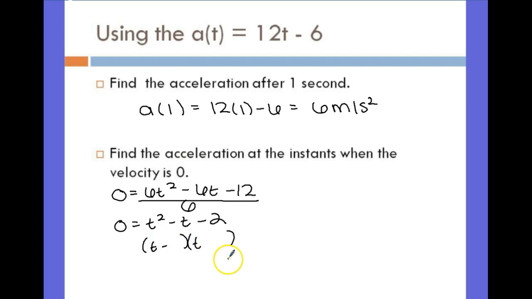So if you have a negative at the end, it means you have one negative and one positive factor. So you need something where the 2 is negative, and your middle term is negative. So my larger factor is negative. So it'll be minus 2 and plus 1. You can use the quadratic formula. It's not wrong. You don't always have to use it.